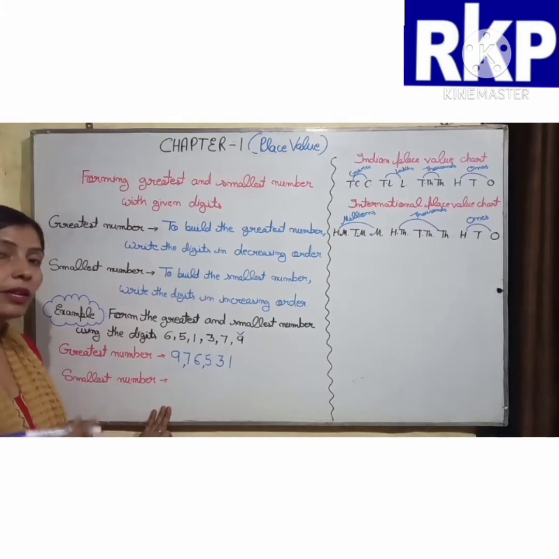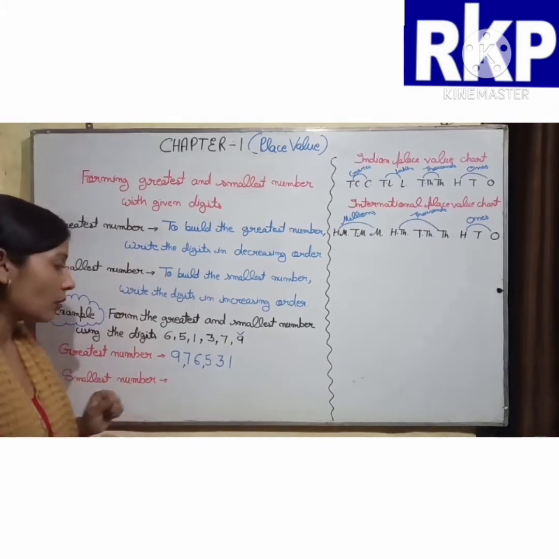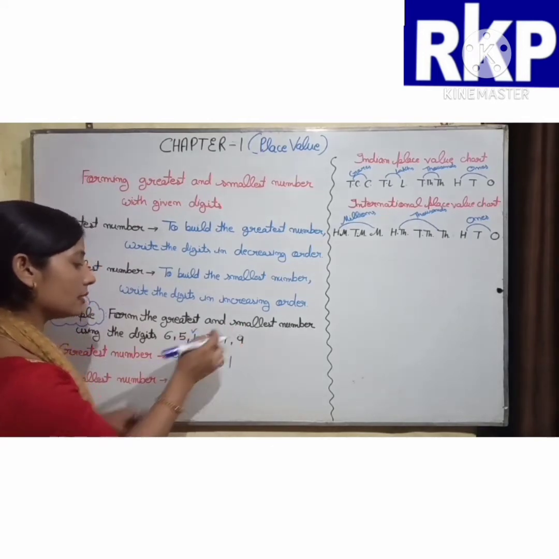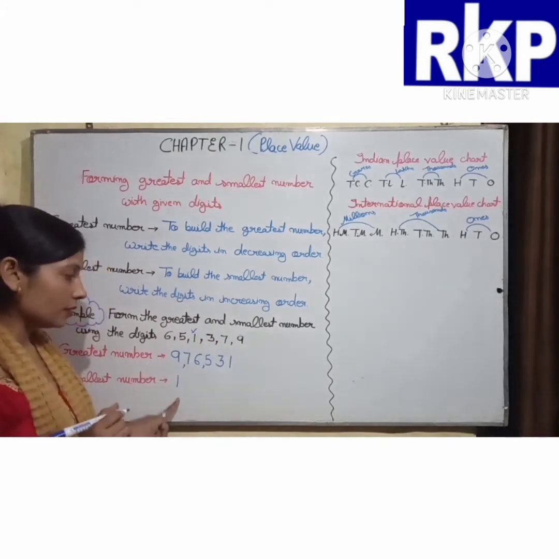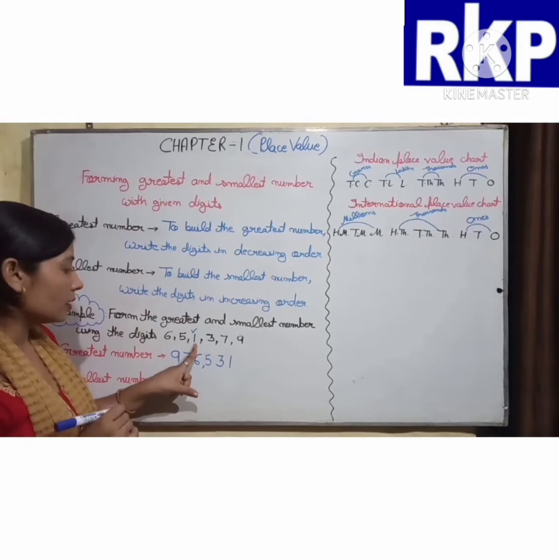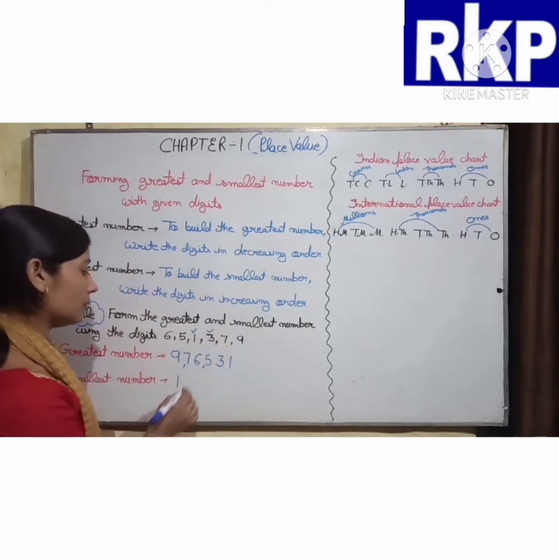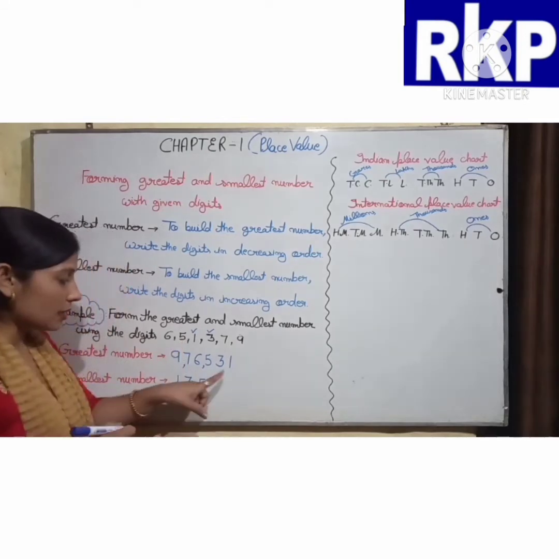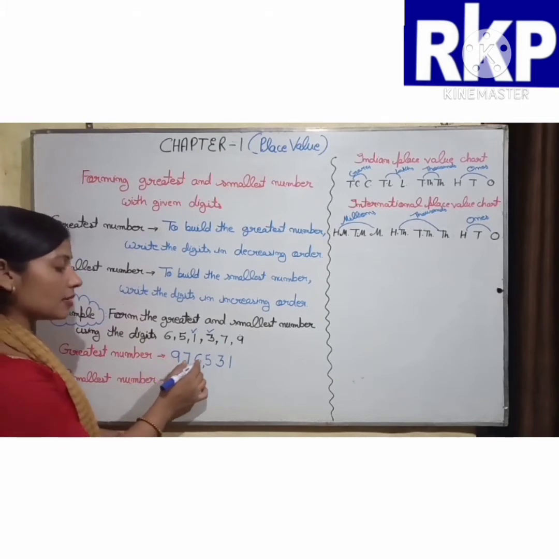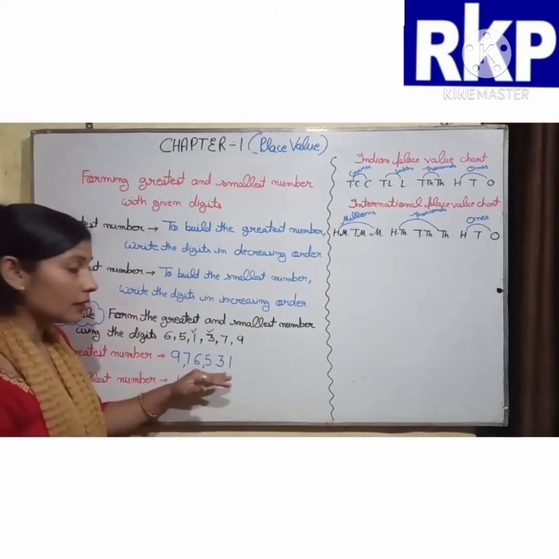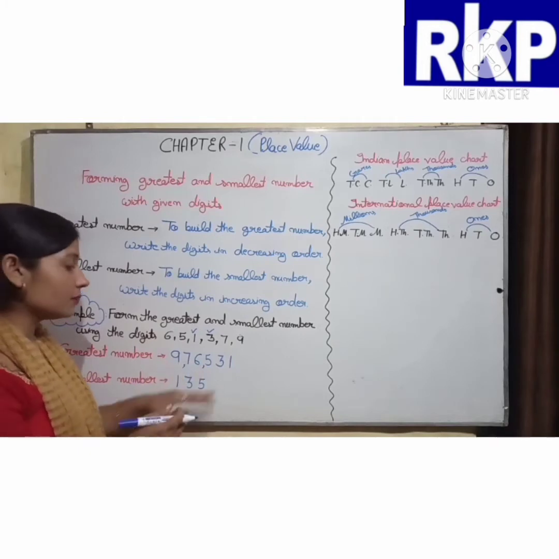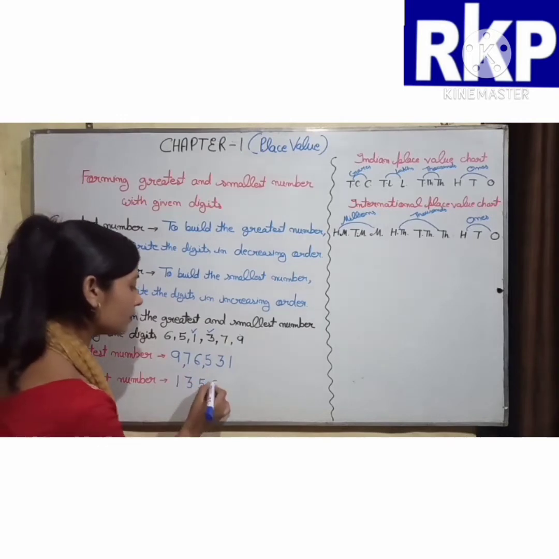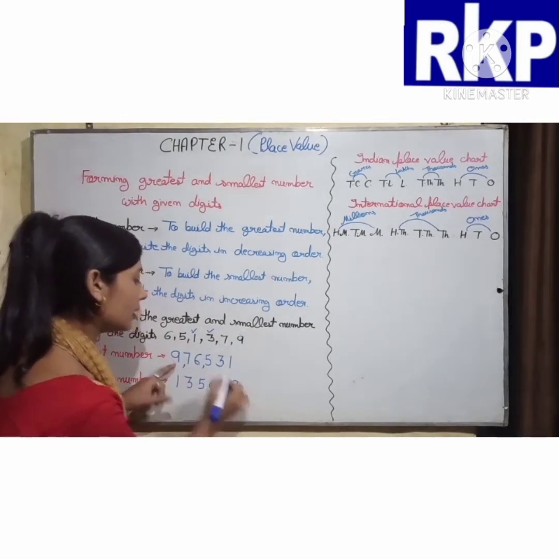To write the smallest number, we have to write the smallest digit. And what is the smallest digit here? 1 is the smallest digit. So first we have to write 1. After that, which one is smaller? Here we have 3. So 3, and next is 5, and you can see here also beta. 976,531 is in decreasing order. So here we have to write in increasing order. So you can write here 1, then 3, then 5, then 6, then 7 and then 9 also.